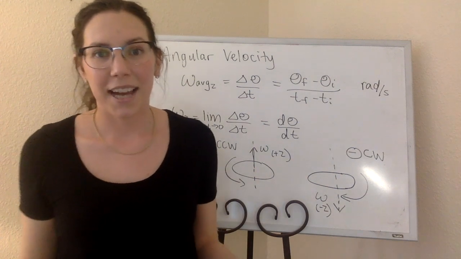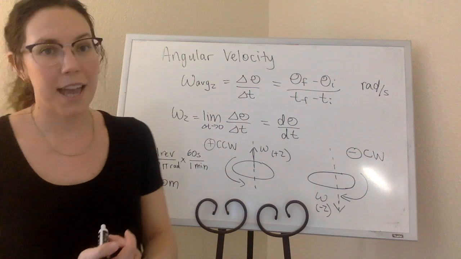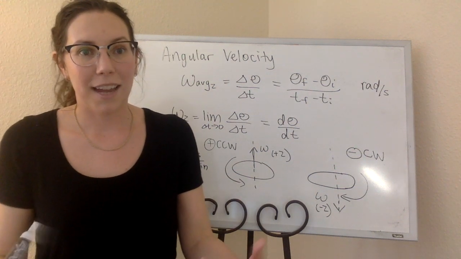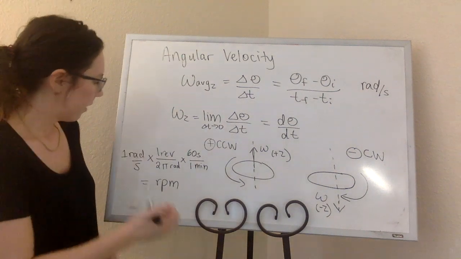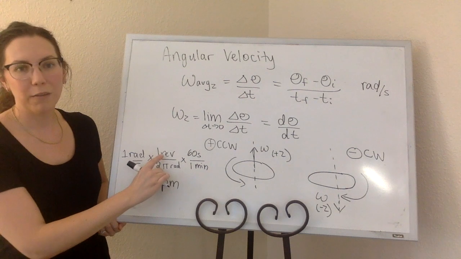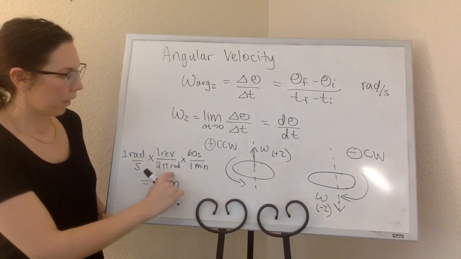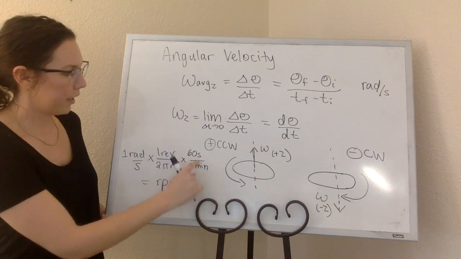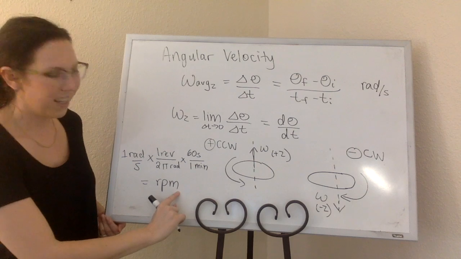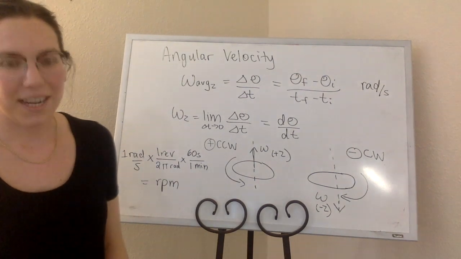One more thing is that angular velocity can also be measured in RPM, which means revolutions per minute. In that sense, it's more of an angular frequency. To do that, we take 1 radian per second and multiply. One full revolution is 2 pi radians, and then multiply to convert 60 seconds to minutes. So you can do this little conversion to get RPM, which means revolutions or rotations per minute.